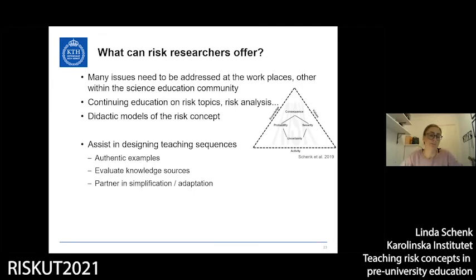I also think that risk researchers are valuable partners in designing the teaching sequences, such as we have done in the RISK-EDU project. Risk researchers can help identify authentic examples, which is considered very valuable to put the science in a real-life context and show the students how the knowledge is actually used for societal or personal decision making.